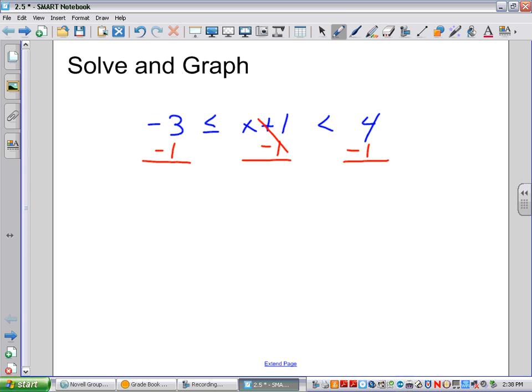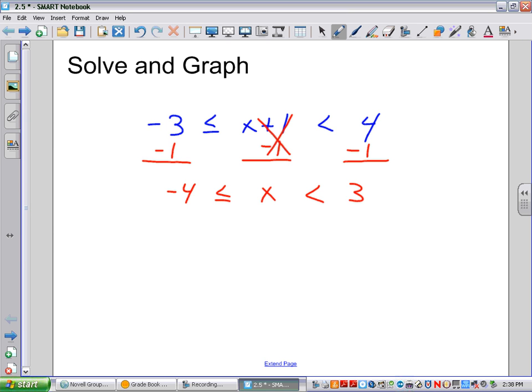Because right here is my opposites, and I would have negative 4 is less than or equal to x, all by itself, is less than or equal to 3. That's solving it. I know it's solved because the x is all by itself in the middle.